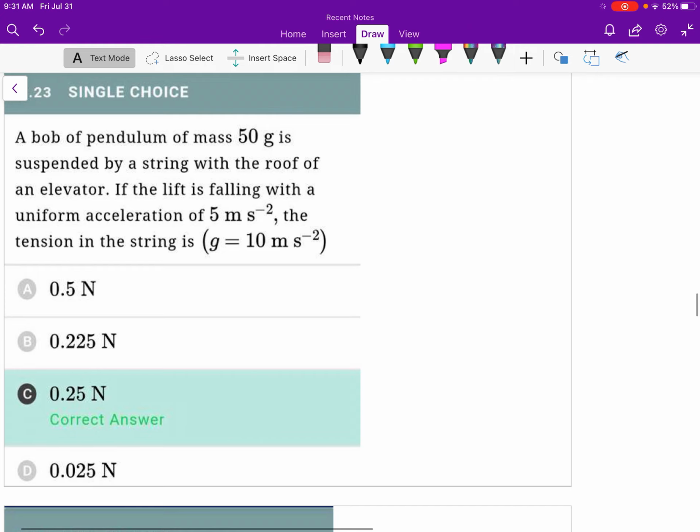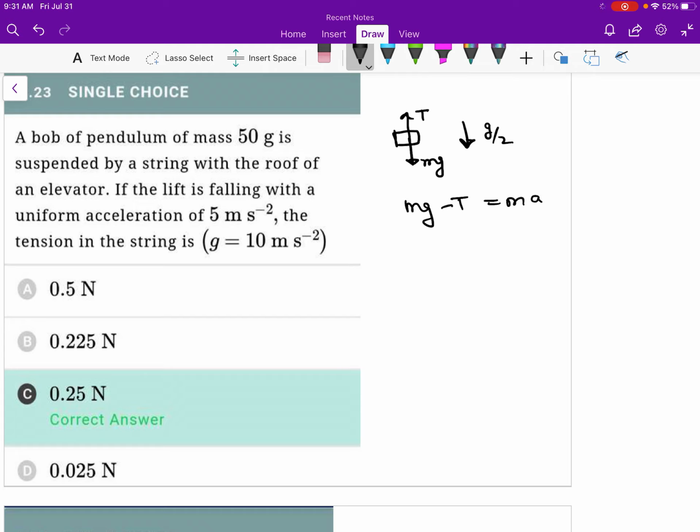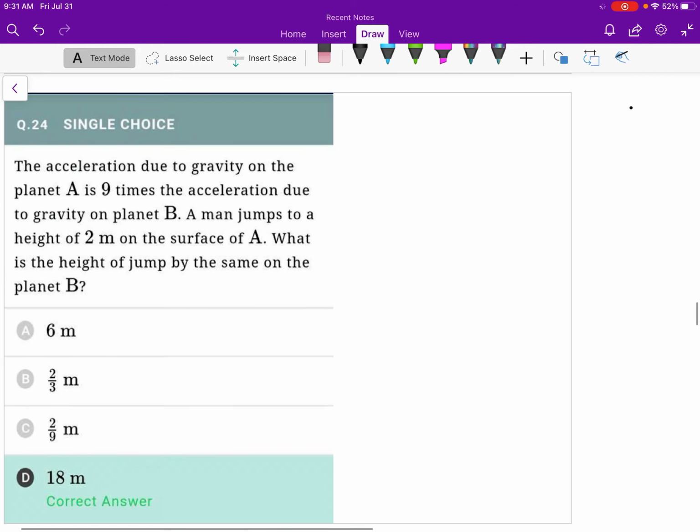Bob of a pendulum of mass m is suspended from the ceiling of a lift. If the lift is falling with the given acceleration, find the tension in the string. So tension is acting up, mg is acting down, and acceleration is downward, which is g by 2. So mg minus T is equal to ma. So T is m(g minus a), that is 0.05 into 5, mass into 5, so 0.25 Newton.